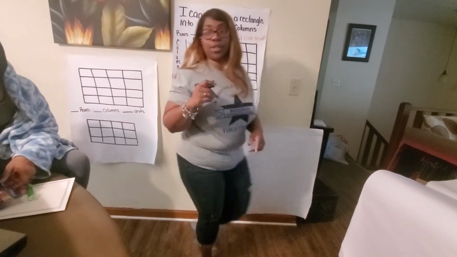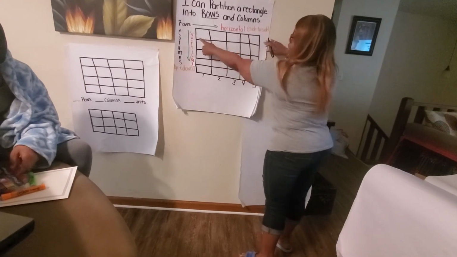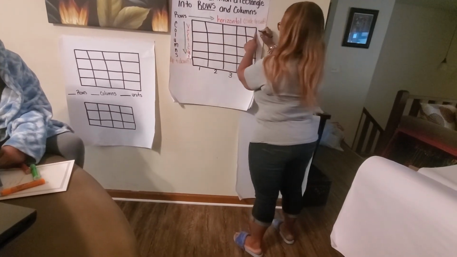Now how many rows do we have? Let's count our rows again. I'm gonna put the rows here because we're gonna go across. 1, 2.